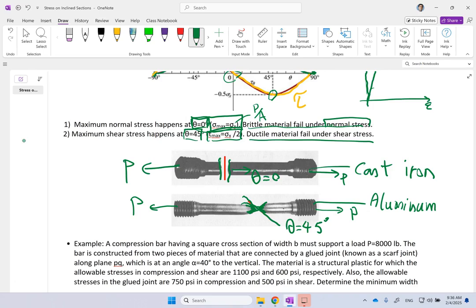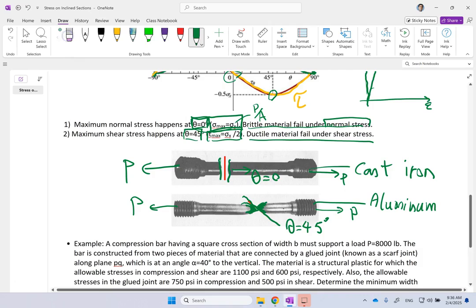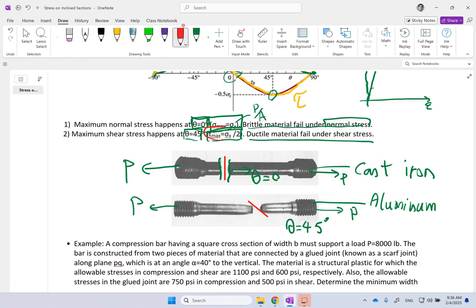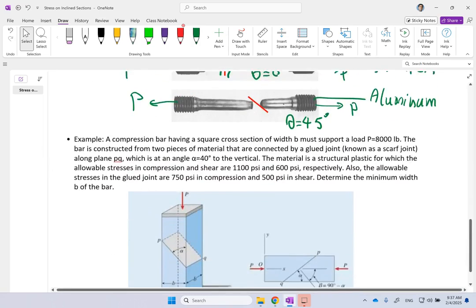Okay, so the reason they get these sharp faces, and the angle of the plane of failure is 45 degrees, is because this is a ductile material and the maximum shear stress happens at a 45-degree angle. So you can easily justify why the angle of the cross sections of cast iron is different than the one from a ductile material.